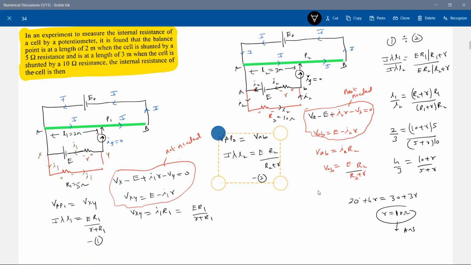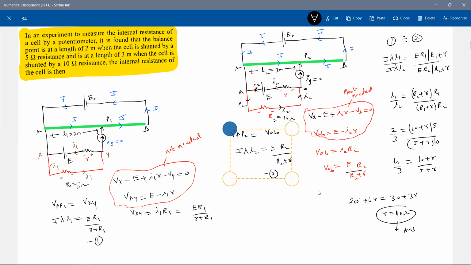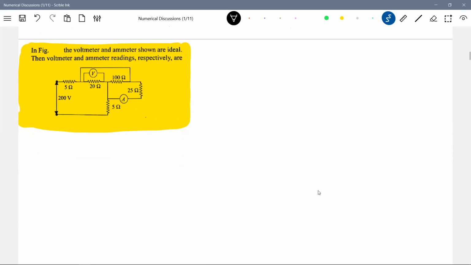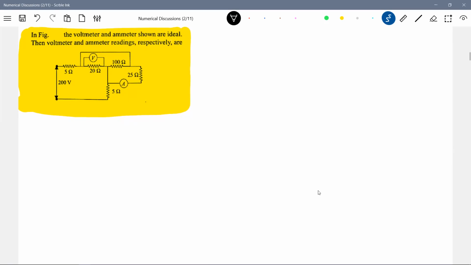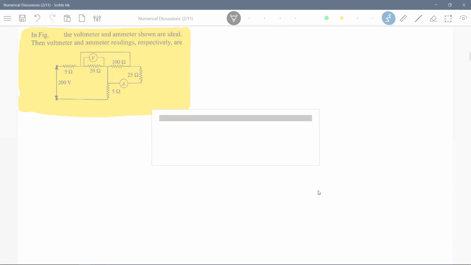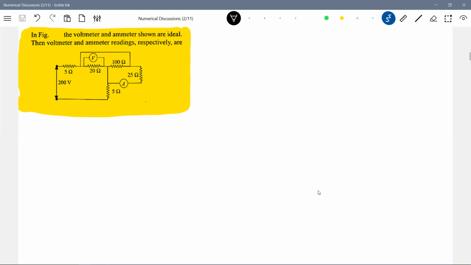I'll go to the next part of the problem. A very simple idea based. The voltmeter and ammeter shown are ideal, then find the voltmeter and ammeter readings. So it's telling they're ideal. So whenever you get a circuit like here, look at the wire. I think this I'll indicate by red color. This wire is something very important for us.